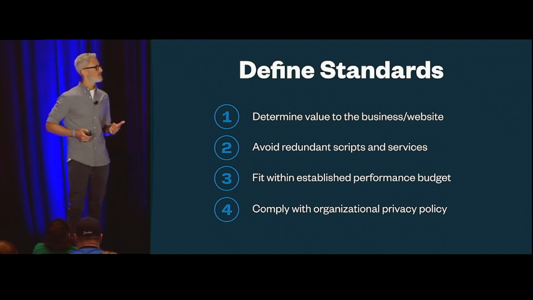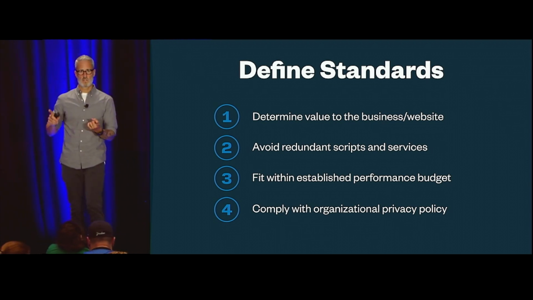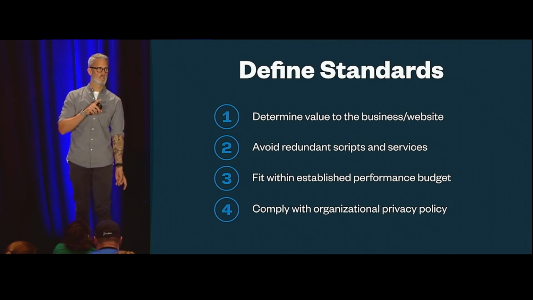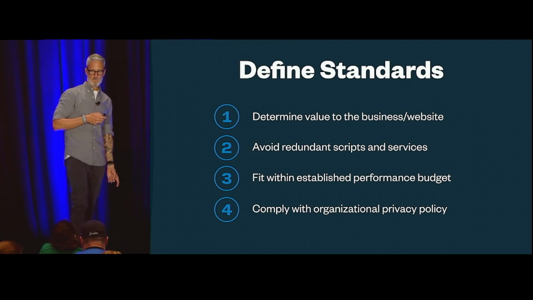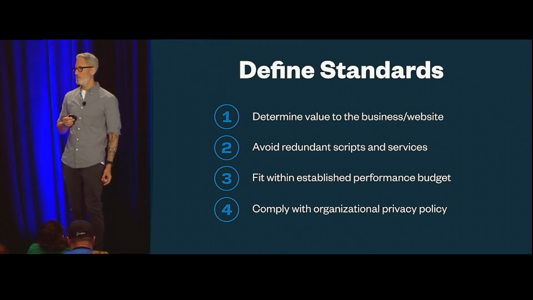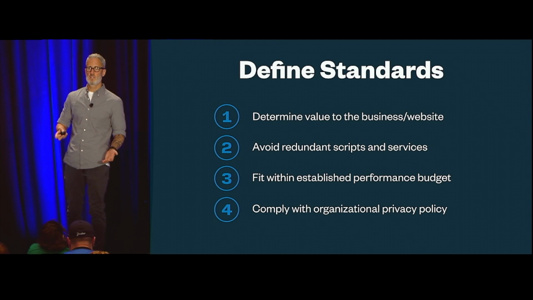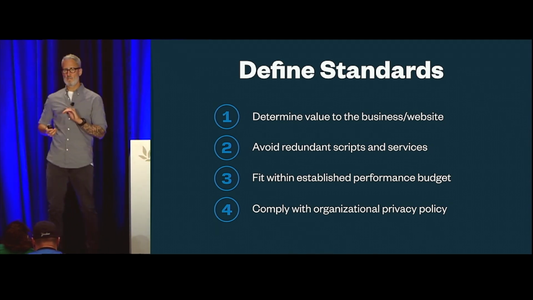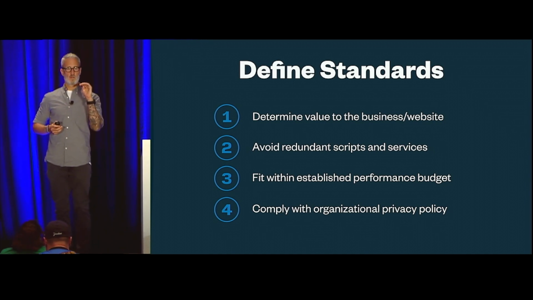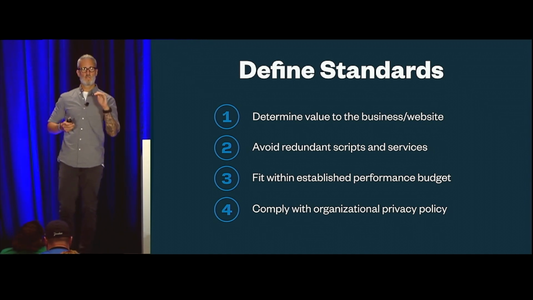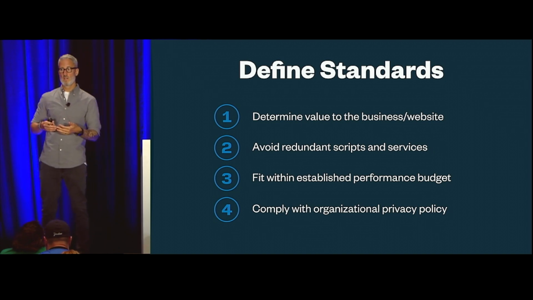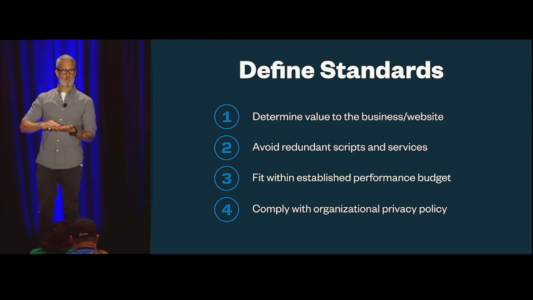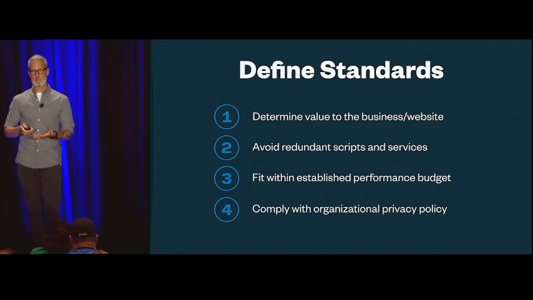Avoid redundant scripts and services. If you're adding something, make sure that there's not something there that's already doing that job. I've seen a lot of sites with multiple trackers and analytics scripts on them. Fit within an established performance budget. If you don't have a performance budget, I encourage you to make one. You can check into some of Tim Kadlec's writing about it. But if a script violates a certain kilobyte limit that you're trying to target for a page, that facilitates a discussion. What are we going to remove to make room for this, or are we going to knowingly raise the kilobyte limit for the page that we're building?